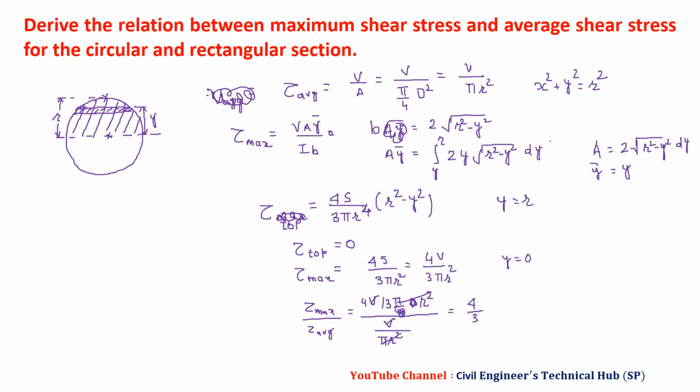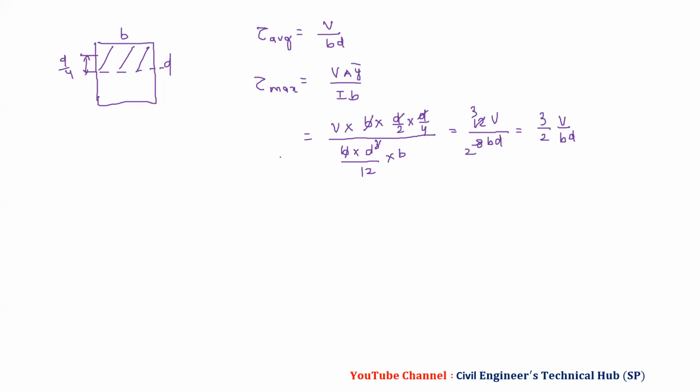And then we will go to tau max upon tau average. Tau max we have 3 by 2 V by bd, and tau average we have V by bd. So this V by bd gets cancelled, and we have this value 3 by 2. So circular you do not need to derive, but you should know how we get this value.